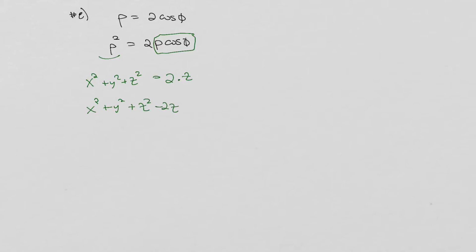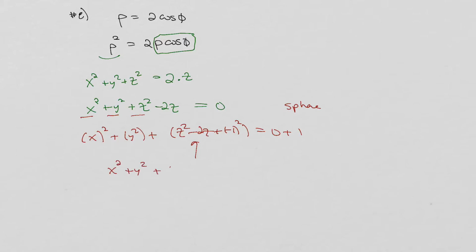Again, what shape is this going to be? 1 x squared, 1 y squared, 1 z squared. So that's a sphere again. If we complete the square on the z's, that's z squared minus 2z. If I take half of that number, which is -1, and square it and add it to both sides, I'm really adding a 1 to both sides. So then I've got this on the left-hand side equals 1. The center here is at 0, 0, 1, and the radius is just 1.